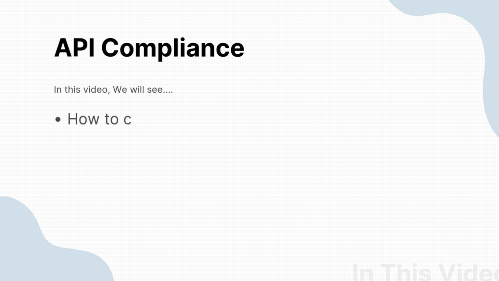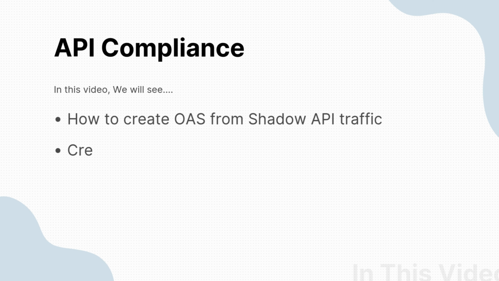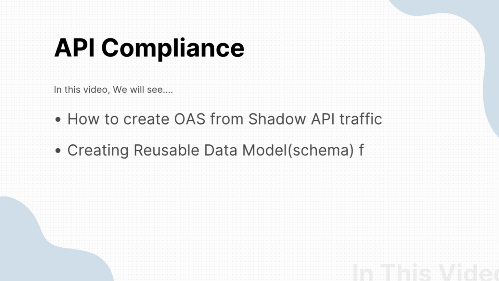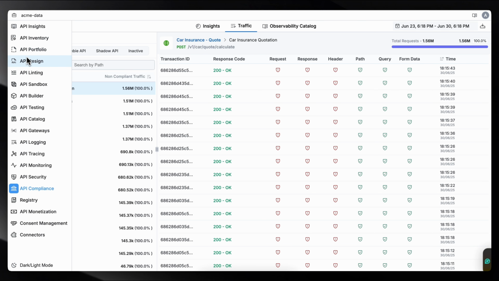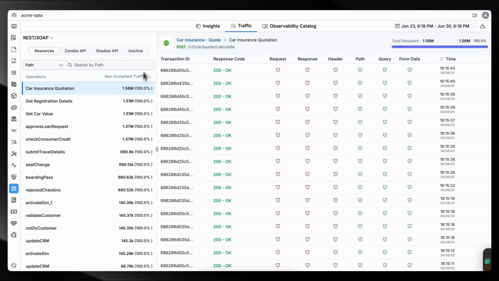In this video, we are going to take a look at how we can create an OpenAPI specification from a Shadow API, and how we can tag a schema or an existing data dictionary data model to a response or a request from a resource which is already documented, so that the response is also documented and is centralized in the APIwiz API data dictionary. So let's take a look at it.